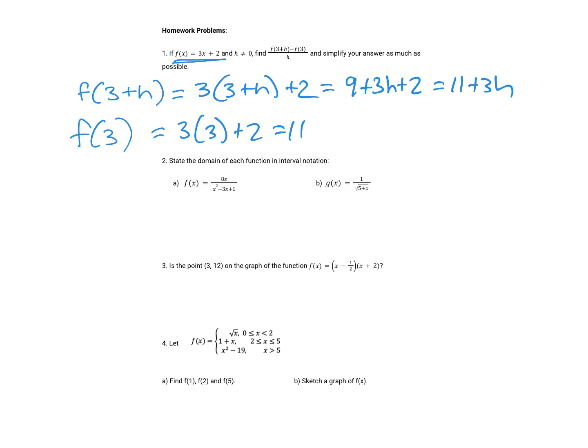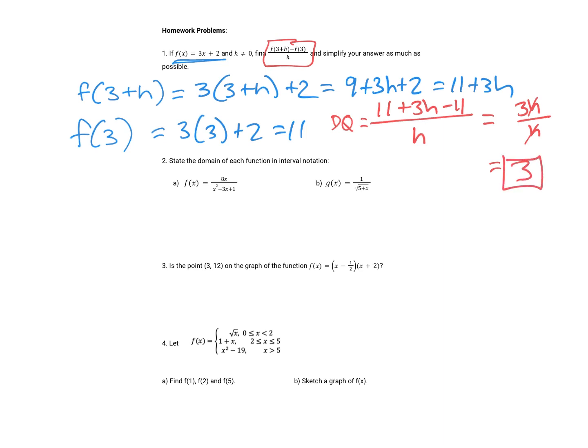So now let's put it all together into this difference quotient. The difference quotient says, take f of 3 plus h, which we just found to be 11 plus 3h, and from that, subtract f of 3, which we said was 11, and divide that by h. Okay, so the 11 cancels, so I'm left with 3h over h. And remember what I said, if you're doing it correctly, the h in the denominator should go away, which it does, and so we just get the difference quotient equaling 3, which is very nice.